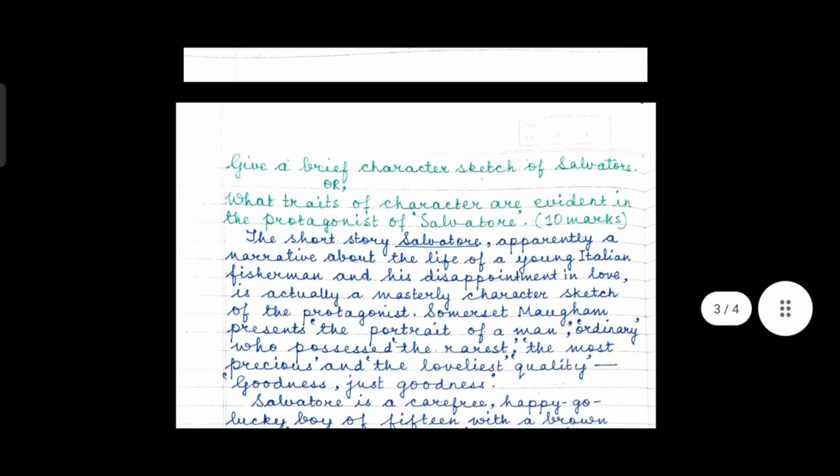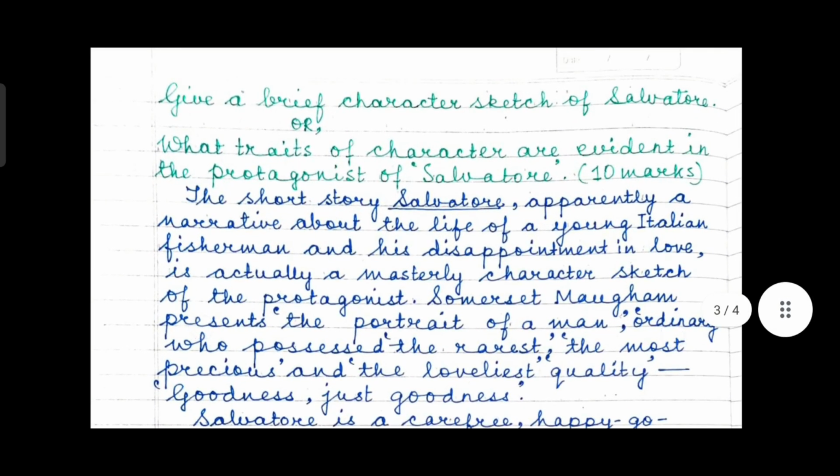Moving on to the second question now, and this is from the short story Salvatore. Let's read this quickly. Give a brief character sketch of Salvatore, or what traits of character are evident in the protagonist of Salvatore. Who is the protagonist here? The name of the protagonist is Salvatore and the title is also Salvatore.